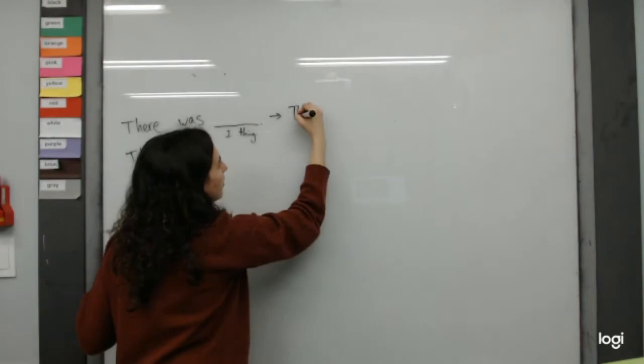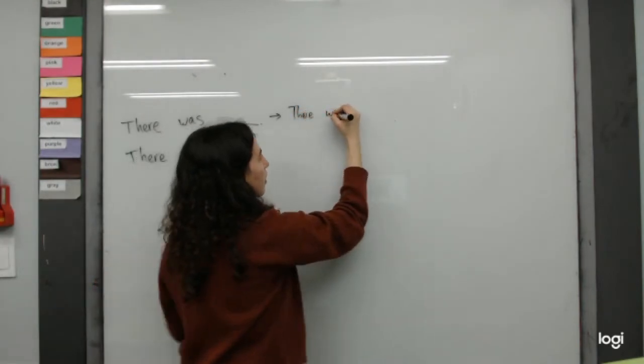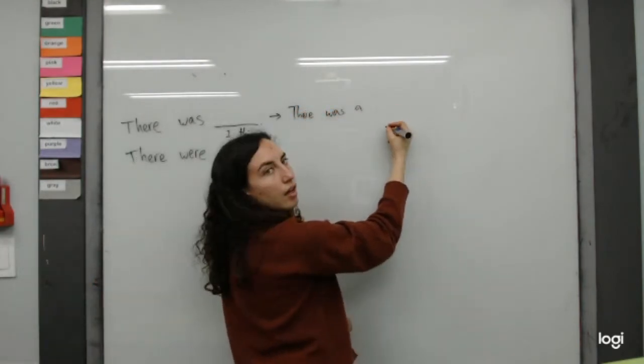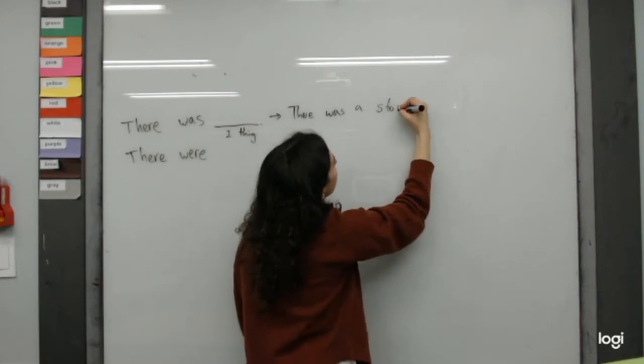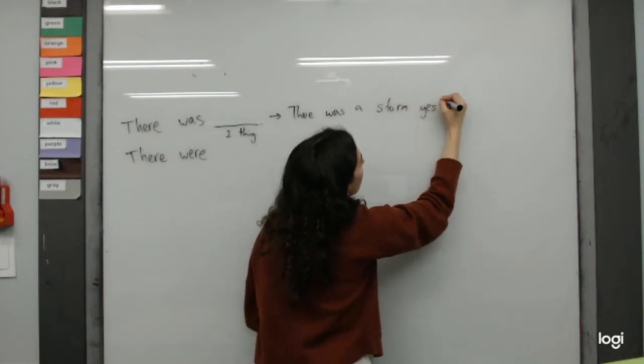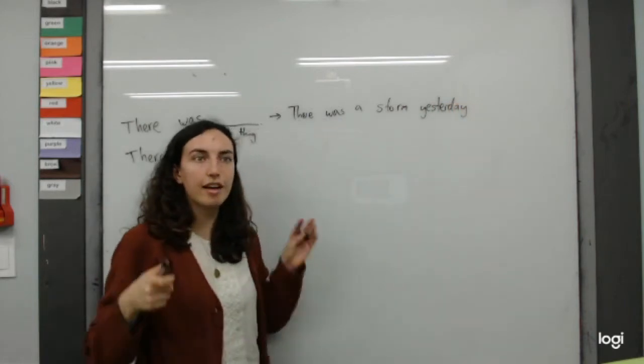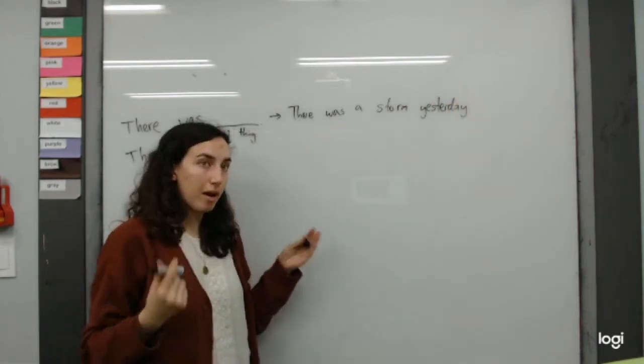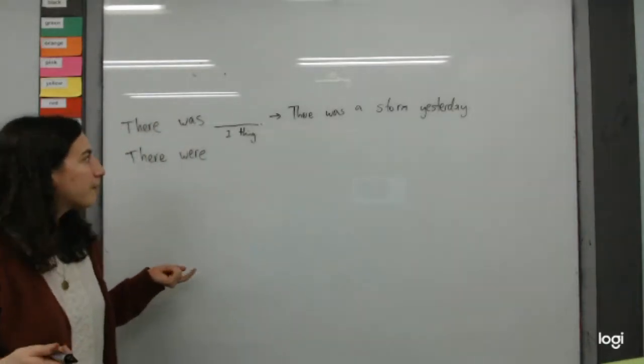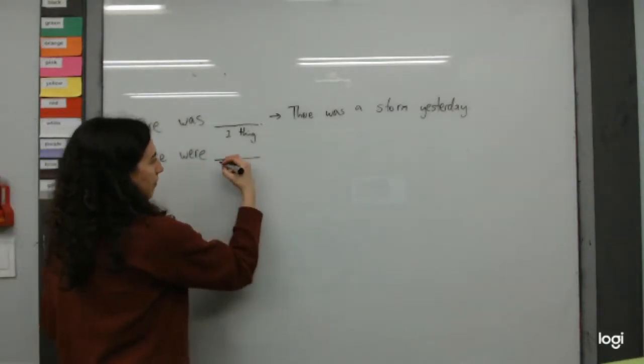There was a storm yesterday. Yesterday, a storm was here. There was a storm yesterday, okay? There were, we say, for many things.